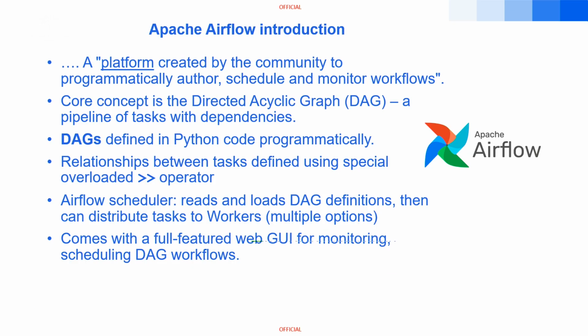You also have an Airflow scheduler, which sits in the background. It reads and loads in the DAG definitions, and distributes the tasks to the workers to actually do the computations themselves. It comes with a full-featured web GUI for monitoring and scheduling the DAG workflows. So if you need to do some error monitoring and see the status of your DAGs, you can use that full-featured web GUI.